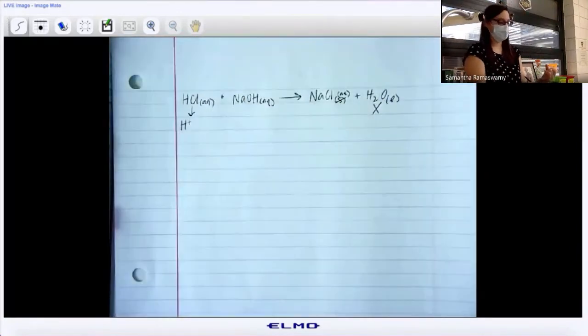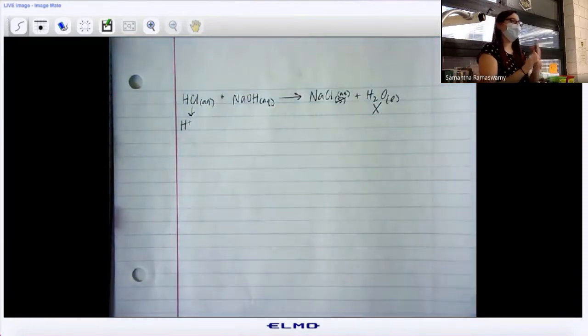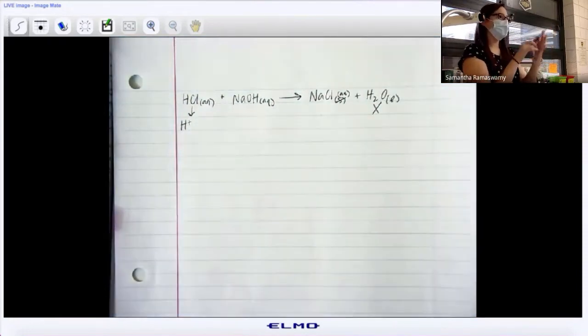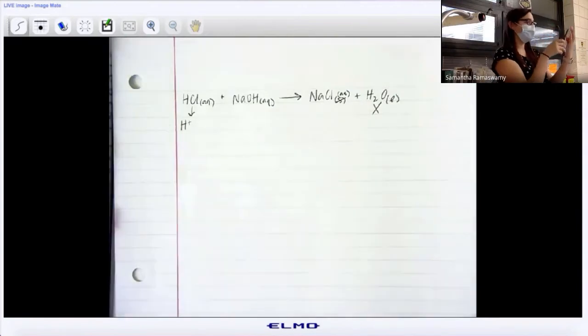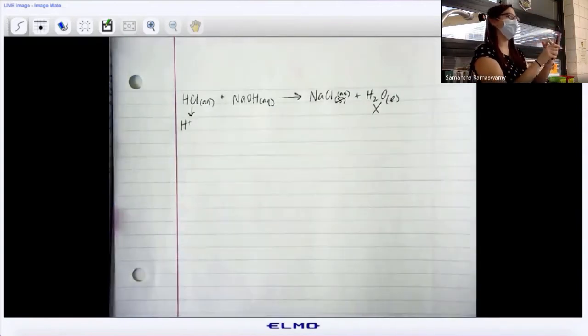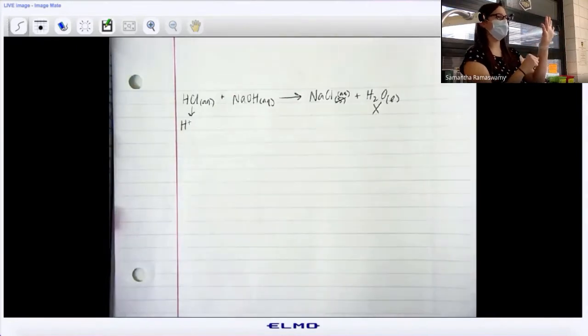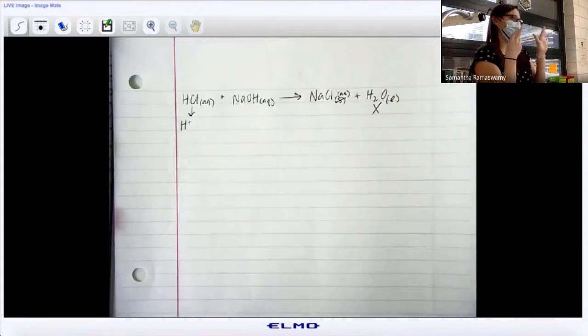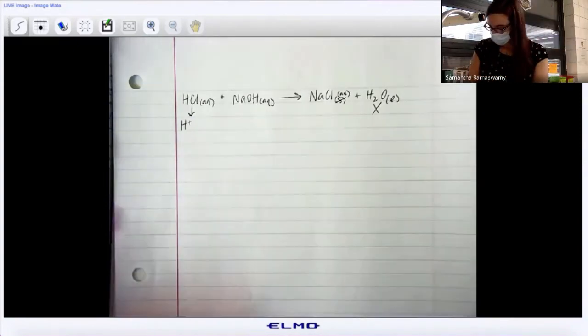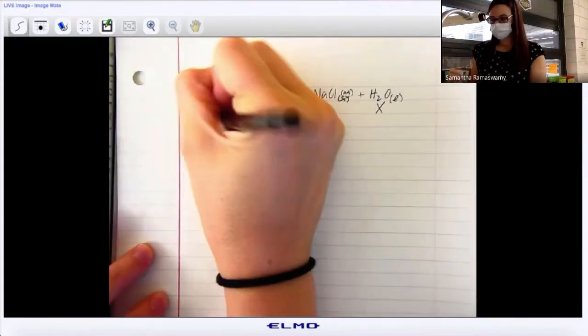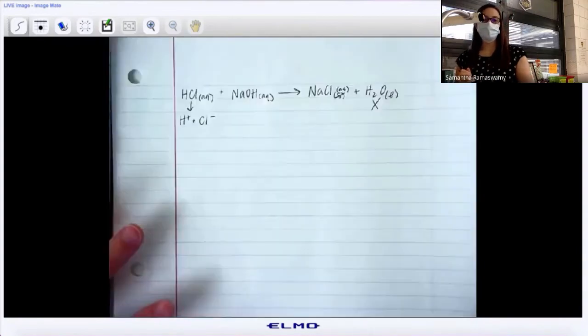Let's see if I can name them. HCl, HBr, HI. Those are the binary, so just 2 elements together, right? HCl, HBr, HI. We have HNO3, H2SO4, HClO3, and HClO4. Those are your 7 strong acids. So that means that strong acids break apart into their ions.